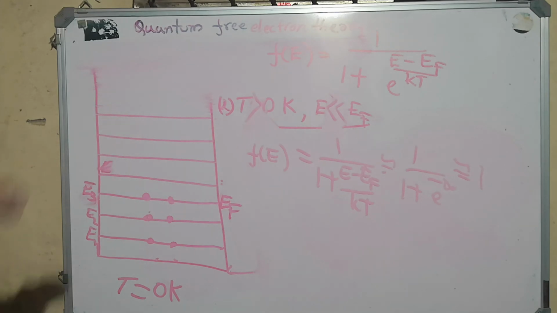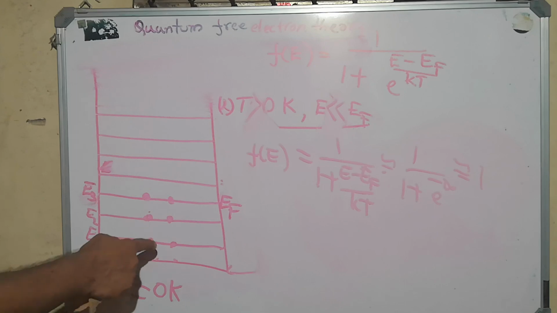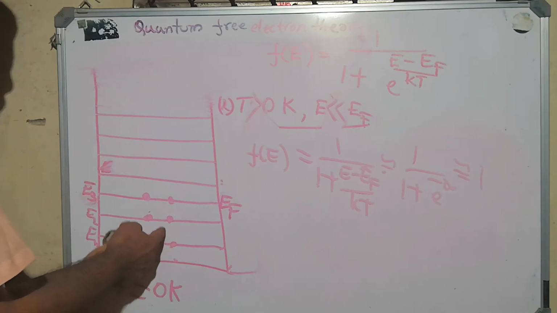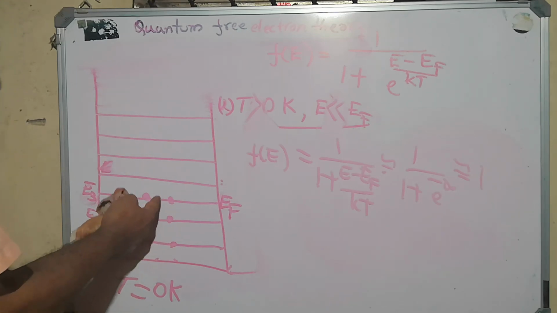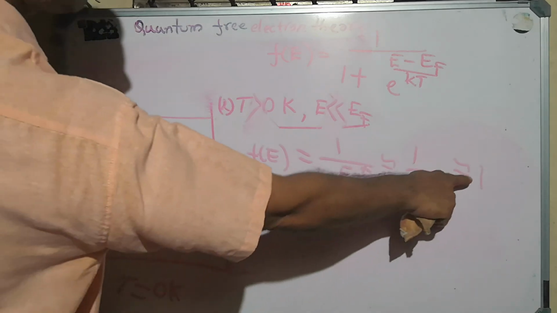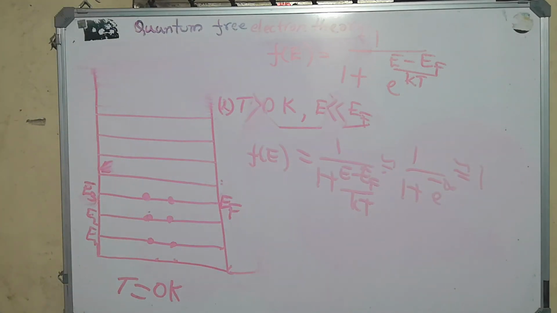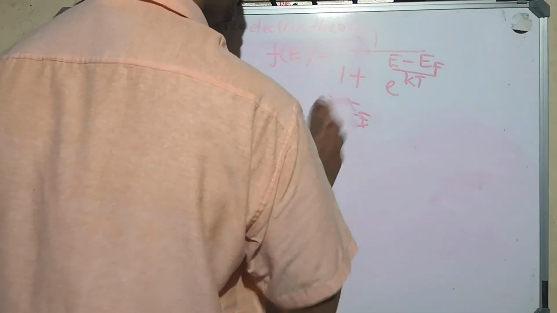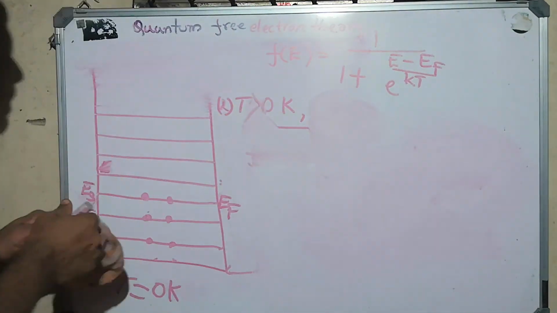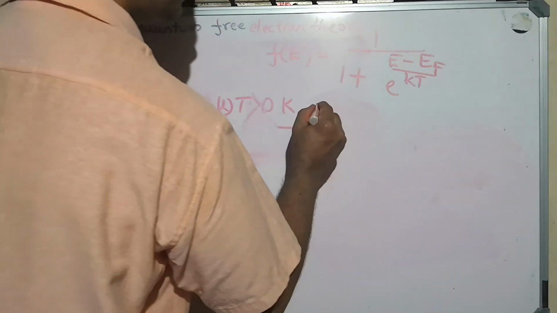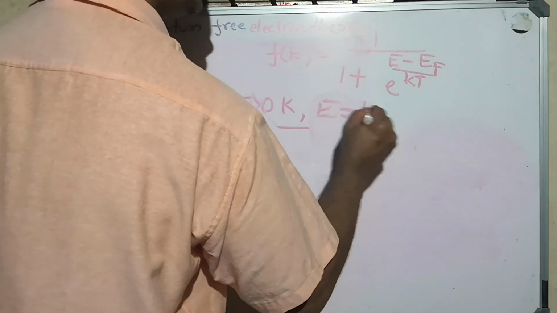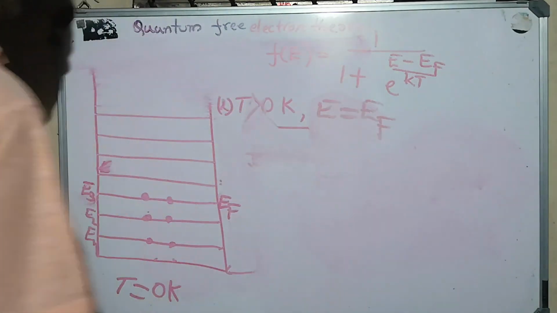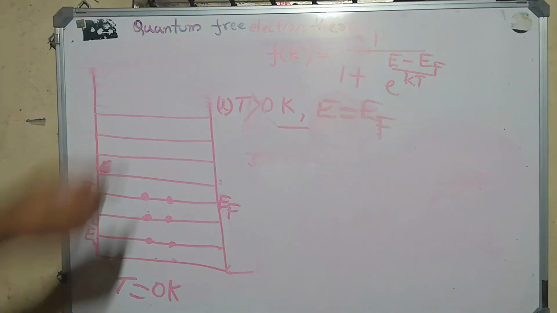Now, that means as you come from the bottom to top, that is towards EF, the probability value goes on decreasing. It is very clear when you consider the case E is equal to EF. What happens? Apply the condition.